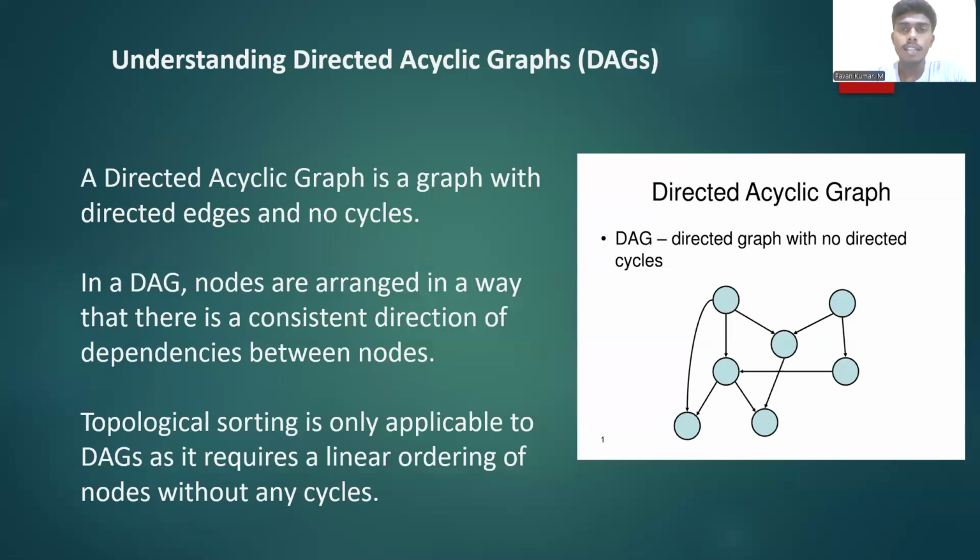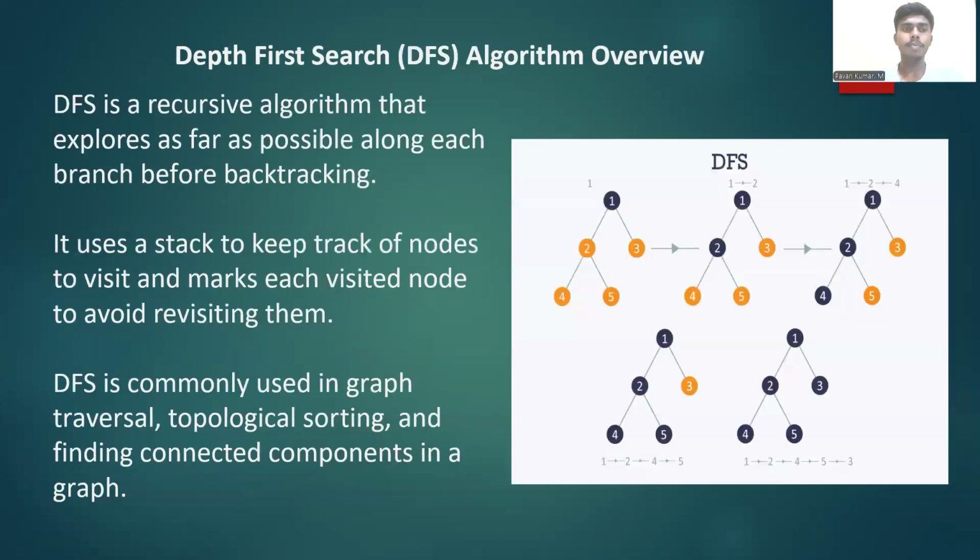Understanding directed acyclic graphs, or DAGs. A directed acyclic graph is a graph with directed edges and no cycles. In a DAG, nodes are arranged in a way that is consistent with the direction of the dependencies between nodes. Topological sorting is only applicable to DAGs, as it requires a linear ordering of the nodes without any cycles.